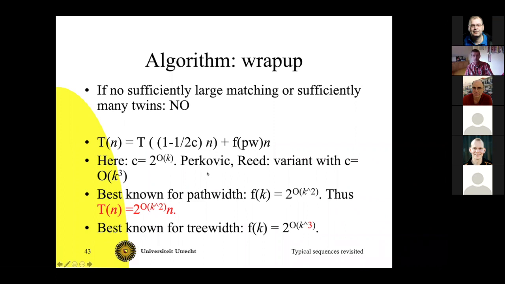Now, so then what really is the dominating time is this function of the pathwidth or treewidth for the dynamic programming algorithm. And the best known for pathwidth of this dynamic programming algorithm is 2 to the order k squared, and the best known for treewidth is 2 to the order k to the 3. So if we want to improve there, this recursive scheme is fine. We cannot really gain a lot there. If we want to improve this algorithm, a thing to focus on is this dynamic programming algorithm.